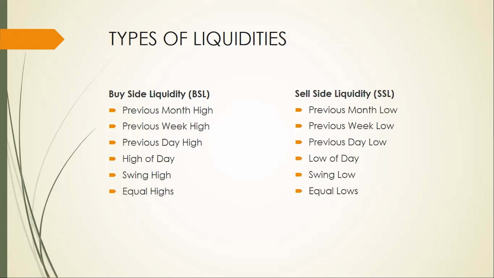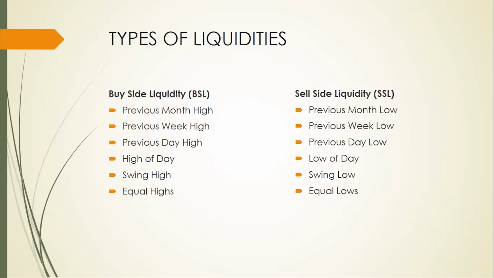So we have two types of liquidity: buy-side liquidity and sell-side liquidity. When you're talking about buy-side liquidity, here we are looking at the highs. So we will be looking at the previous monthly high, previous weekly high, previous day high, the high of the day, the swing high, and also equal highs. So basically with buy-side liquidity, we are looking at the previous highs.